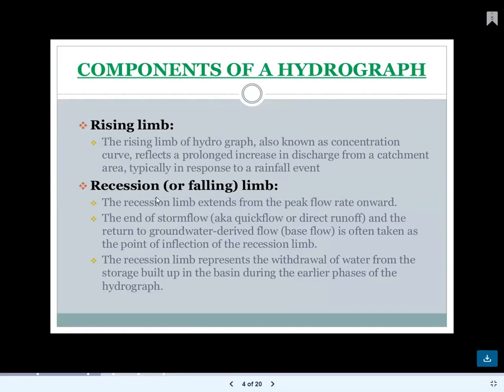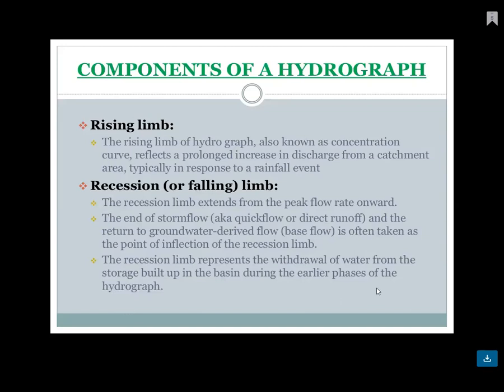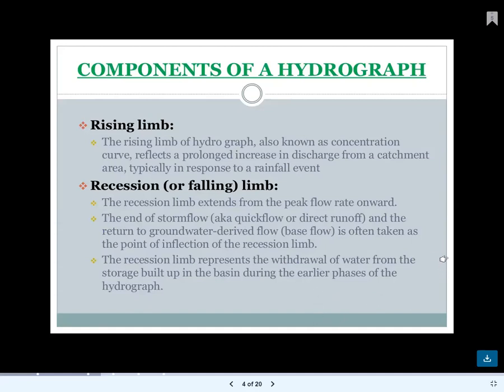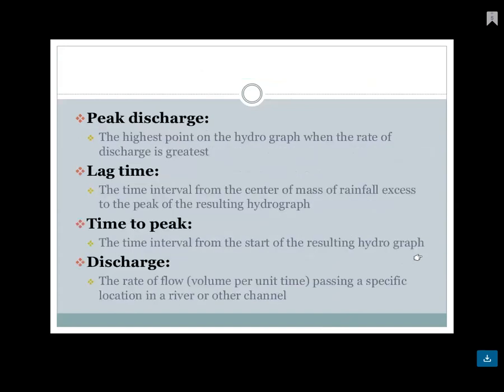So recession, the second point, is a recession or a falling limb. The recession limb extends from the peak flow rate onward, to the end of storm flow. Okay, that is peak flow or direct runoff, and the return to the groundwater derived flow, that is base flow, is often taken as the point of inflection of the recession limb. Means the falling limb represents the withdrawal of water from the storage built up in the basin during the earlier phase of the hydrograph. So these are two points, that is rising limb and falling limb.